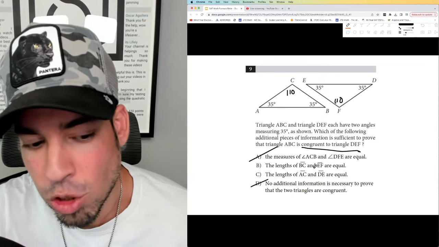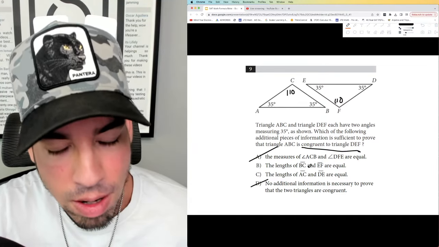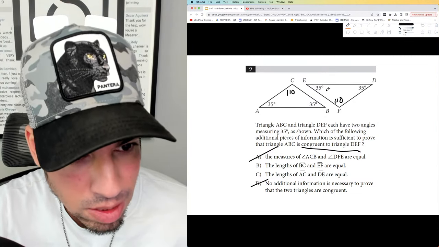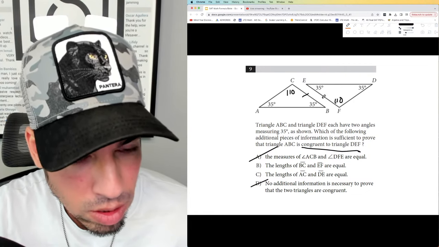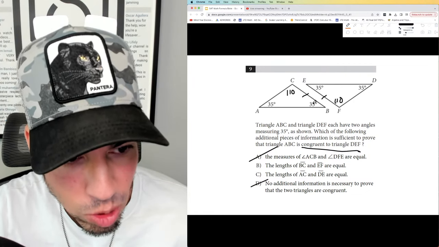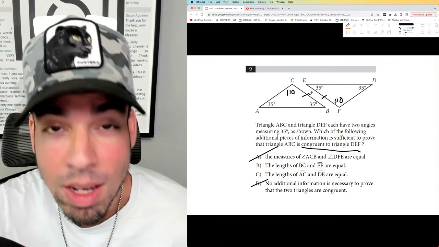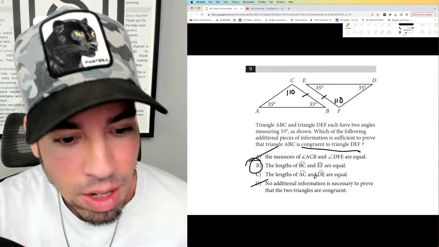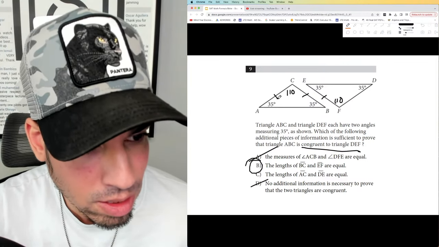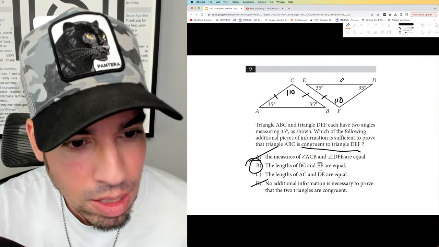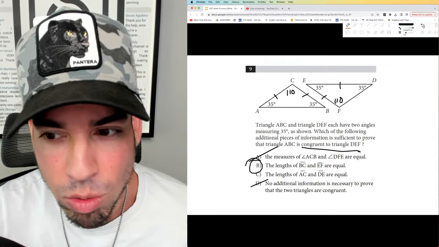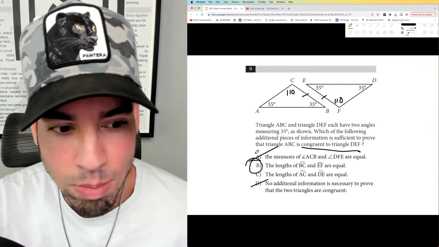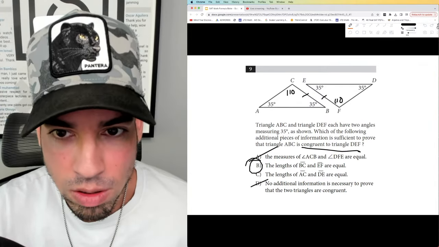So the question is, which one of these are those related sides, right? Well, BC and EF. Would this do the trick? This would, because again, it's in between 35 and 110, 35 and 110. That would constitute a corresponding side, and that would give us angle-side-angle. AC and DE, because AC is opposite 35, DE is opposite 110. That wouldn't do it. Those would not qualify as corresponding sides. We need corresponding sides to be congruent. So B is the winner. That's how you do it.